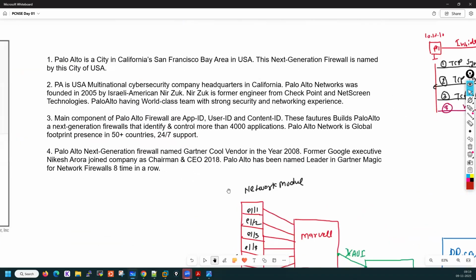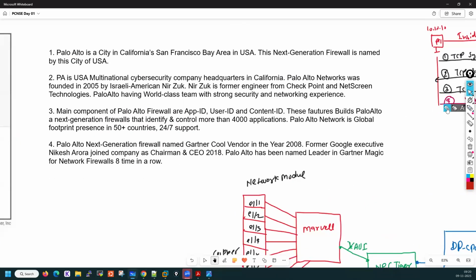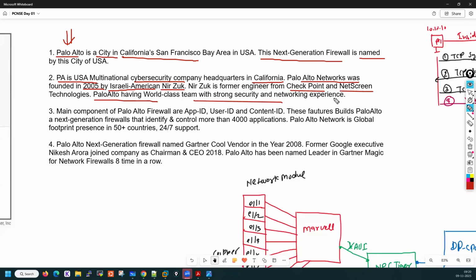Okay, so guys, Palo Alto is a city in California, in the San Francisco area in the USA, and this next generation firewall's name was kept according to that city name. PA is a USA multinational cybersecurity company. They have headquarters in California, and Palo Alto Networks was founded in 2005 by an Israeli American, Nir Zuk, a former engineer from Checkpoint and NetScreen Technologies. Palo Alto has a world-class team with strong security, and these are just the normal stuff.